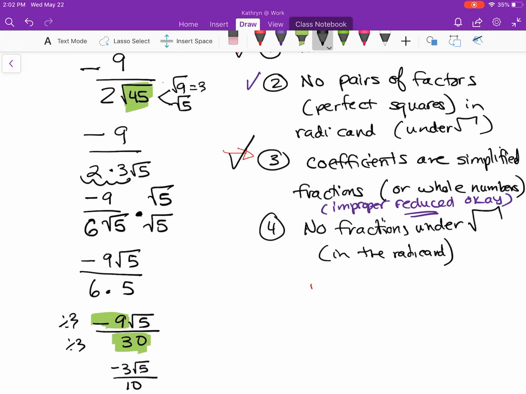Let me just double check that I don't have any fractions underneath the square root sign. Nope, just the 5. And that one's good to go. So my final answer is this. Negative 3 times the square root of 5 divided by 10.